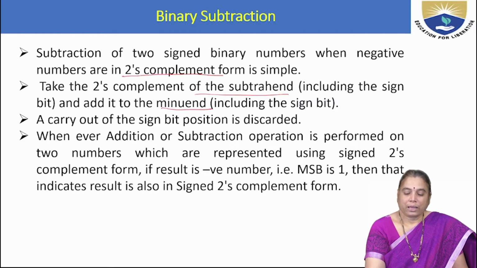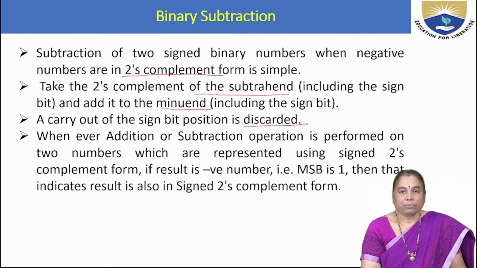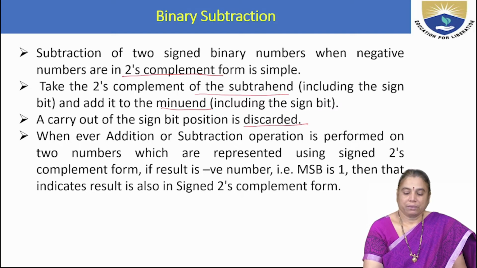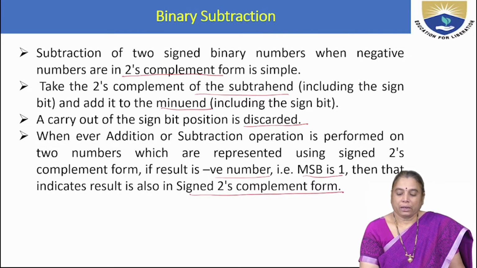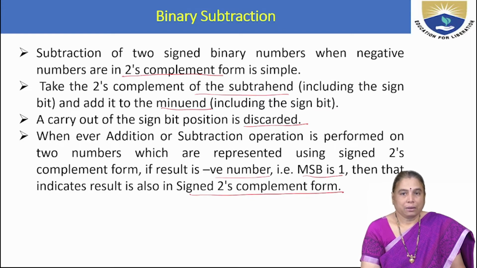A carry out of the sign bit is discarded. So after the addition, if an extra carry is produced, that can be discarded. Whenever addition or subtraction is performed on two numbers represented in 2's complement form, if the result is a negative number, then the MSB is 1. That indicates the result is also in the signed 2's complement form. So if the MSB is 1, the result is negative and is represented in the signed 2's complement form.